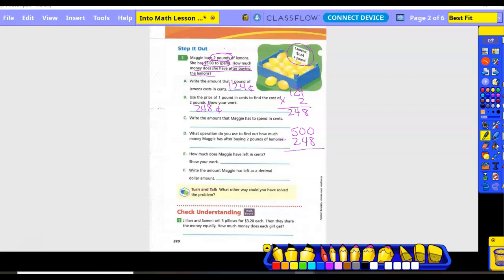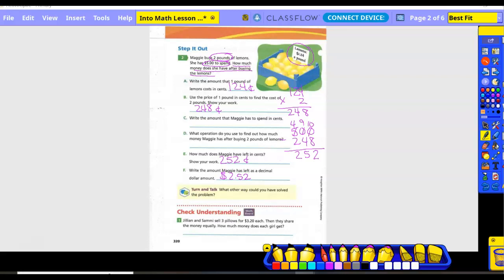So the 0 becomes a 10, this 0 becomes a 9, and this 5 becomes a 4. 10 minus 8 is 2. 9 minus 4 is 5. 4 minus 2 is 2. Okay, so how much does she have left over? 252 cents. So write the amount as a decimal dollar amount. So I put my dollar sign, $2.52.